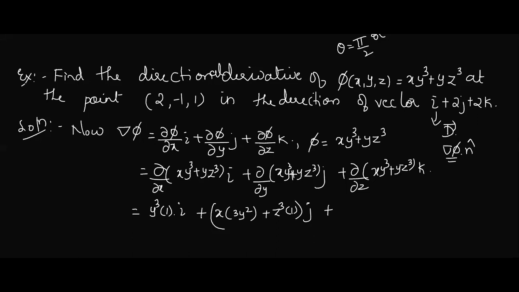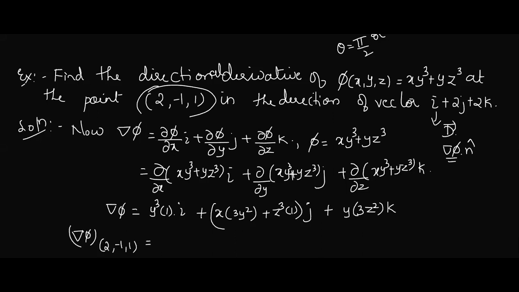This term becomes 0. What is the derivative? y is constant, z cube gives 3z square. Now along with this, they have given some point also. That means first we have to find del phi at this given point. So let us find del phi at (2, -1, 1).